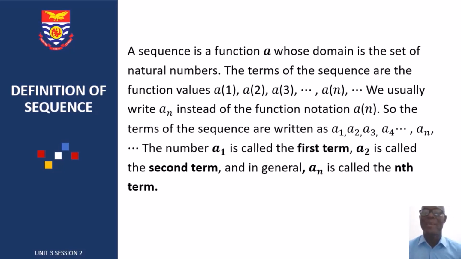The number a subscript 1 is called the first term. a subscript 2 is called the second term. And in general, a subscript n is called the nth term.